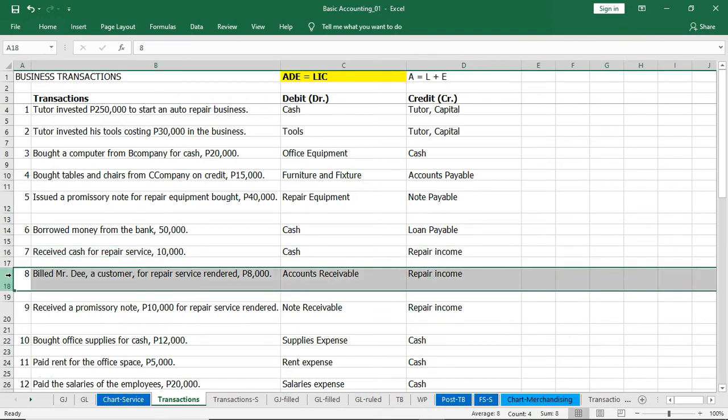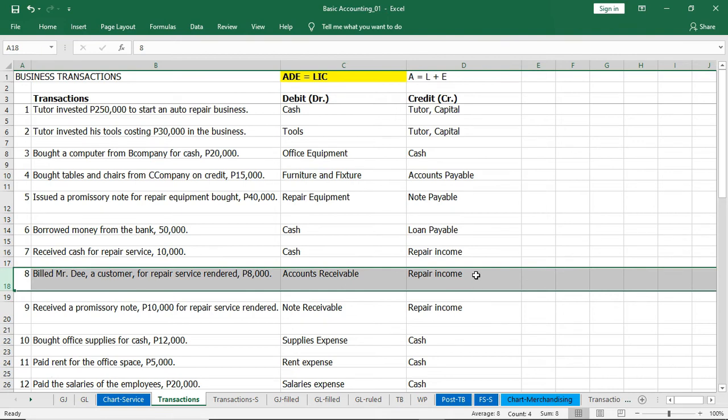Ito. And then, 8th transaction, billed Mr. D, a customer for repair service rendered, 8,000. So, nagkaroon sila ng customer, pero itong customer na to, hindi siya nagbayad in cash. So, binigyan ng statement of account or proof na meron silang matatanggap na kabayaran from the customer. So, increase in asset in the form of accounts receivable. So, debit to accounts receivable. Tapos, nag-render sila ng service, diba? So, increase in income, repair income.